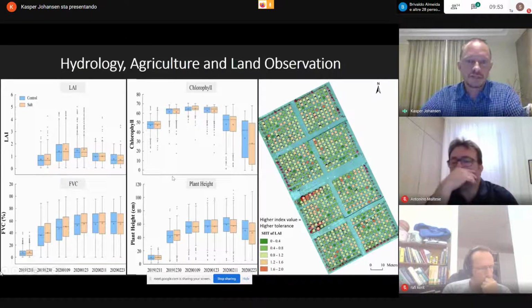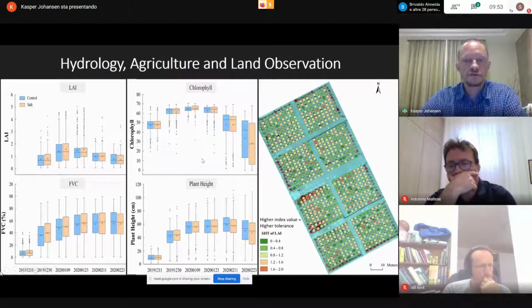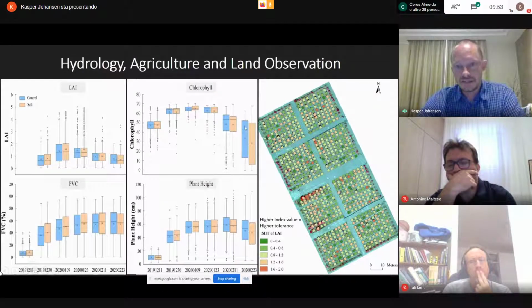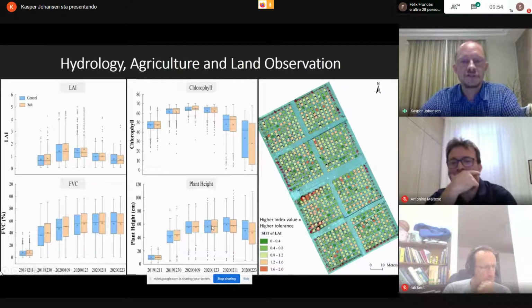So we'll be looking at yield too, but we're still waiting for those results to come in. But if you look at, for example, chlorophyll, you can see how that decreases during the growing season and then decreases again towards harvest, especially for the salt irrigated plants. So you can see some minor subtle differences between the salt and control plants, but they're not that distinct.